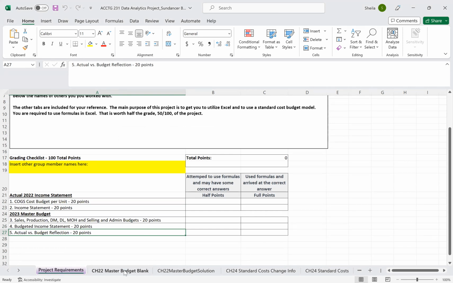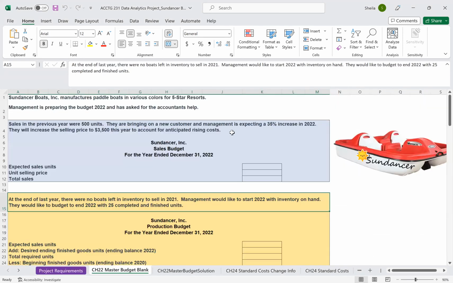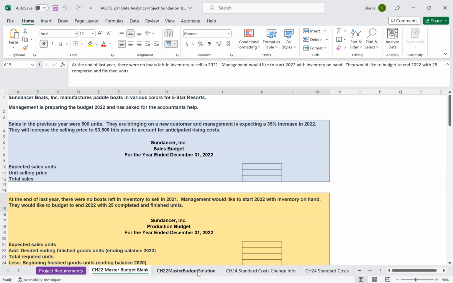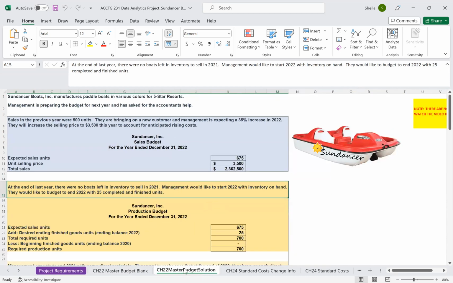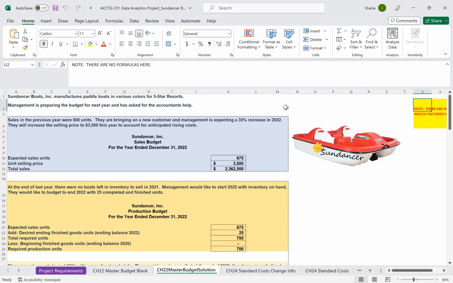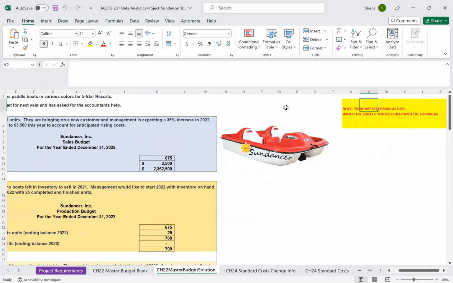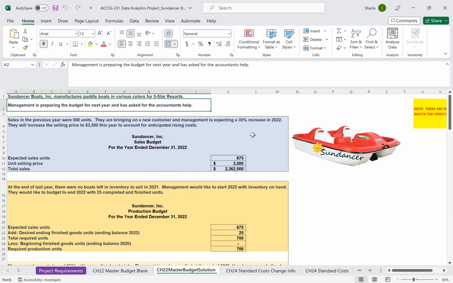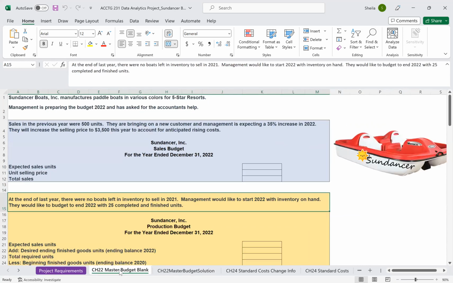So what we're going to do is we're going to work through chapter 22. What is master budgeting? Okay, now I do have a file here that is master budget solution, or the tab in the file. Please note that there are not any formulas in here. I want you to use formulas. This is just a reference page that has all the correct numbers in it. Okay. All right, so let's get started.